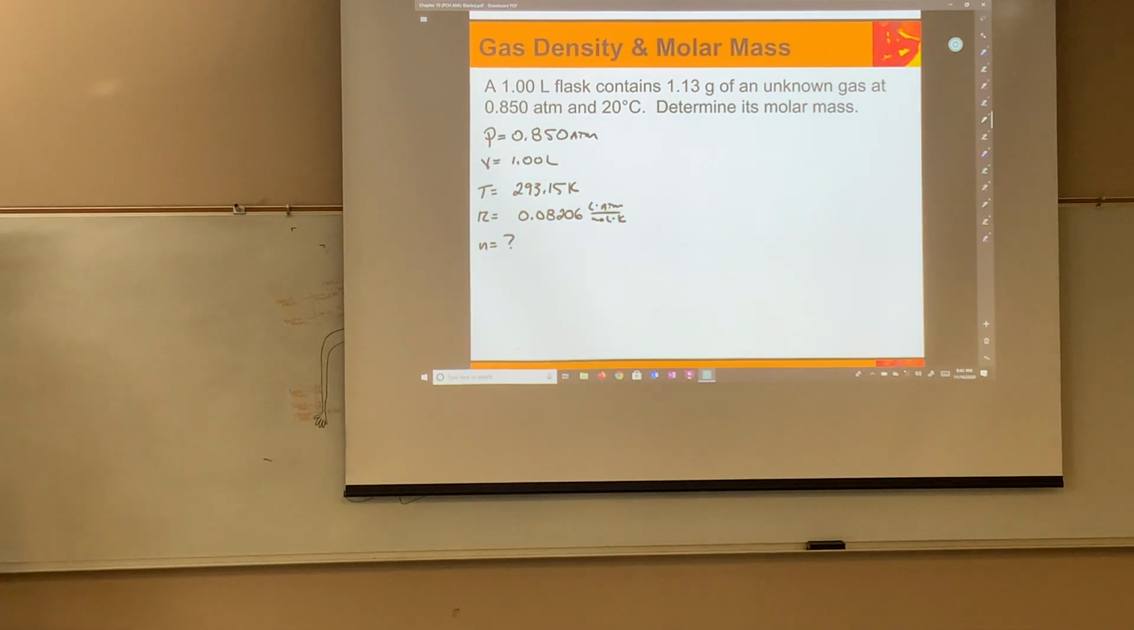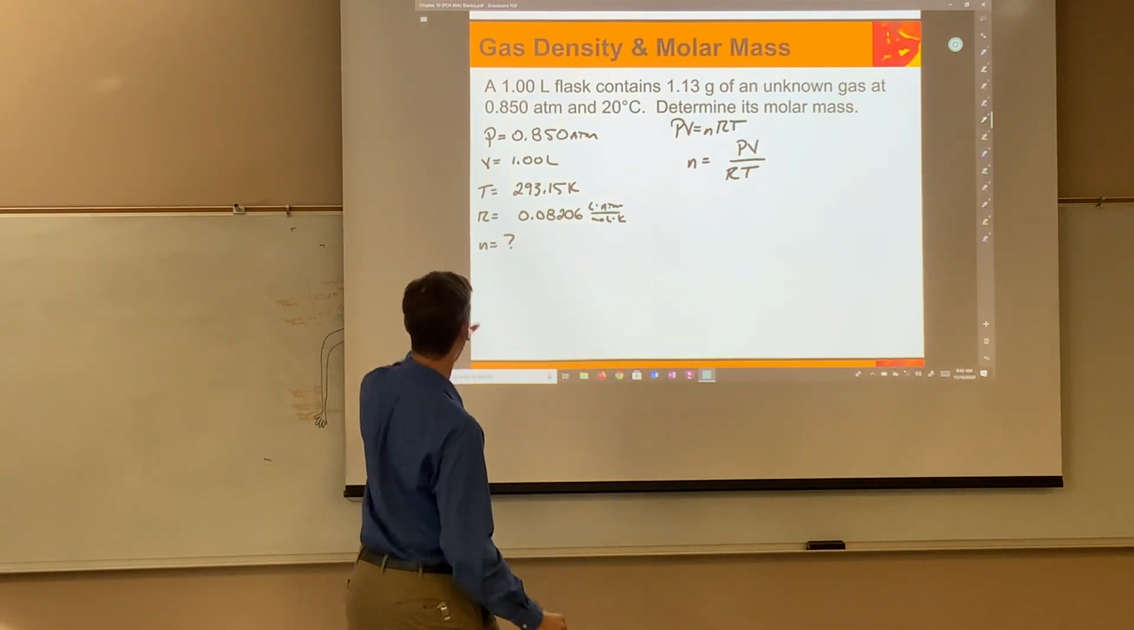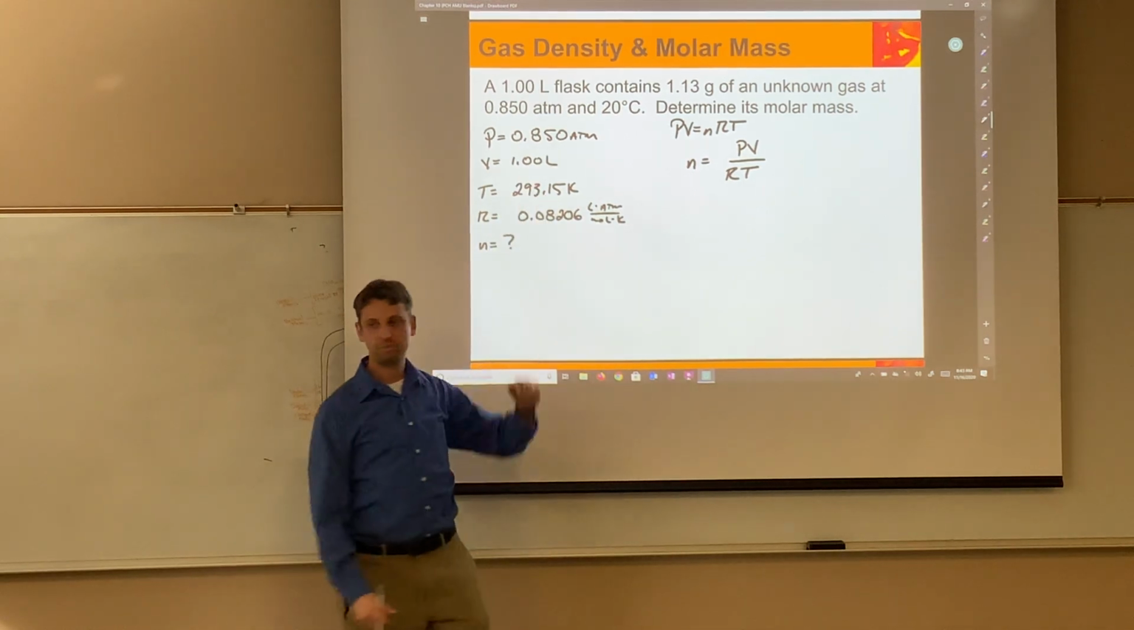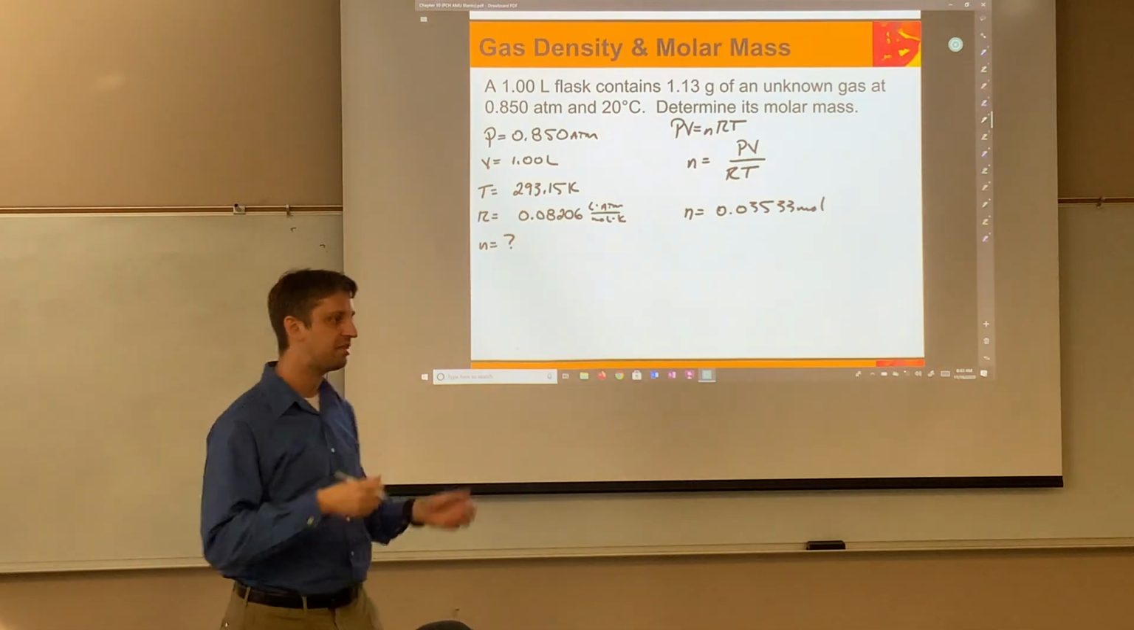PV equals nRT. So if we solve for n, we have pressure times volume over RT. Then you can just fill in the appropriate values there, and I got n is equal to 0.03533 moles. Good? So that's how many moles of that gas are in this container.